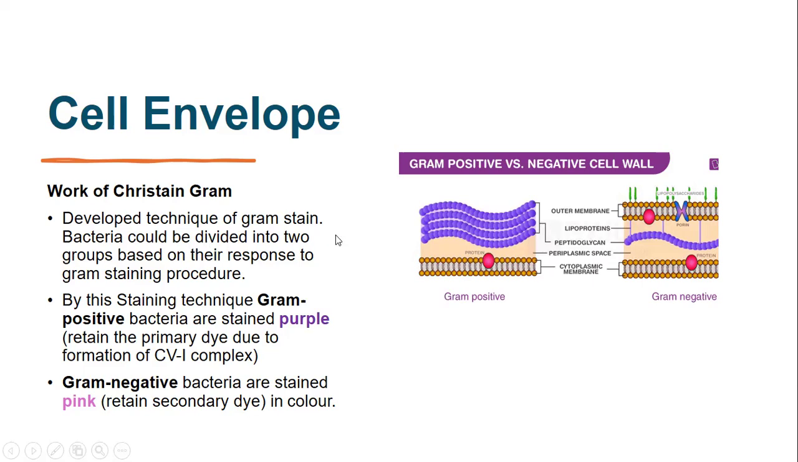Gram developed a technique of gram stain. Bacteria could be divided into two groups based on their response to the gram staining procedure. By this procedure, the gram-positive bacteria are stained purple, whereas the gram-negative bacteria stain pink. They retain the secondary dye in color. However, such an ability to absorb the color or the stains is present in the cell wall of the bacteria.